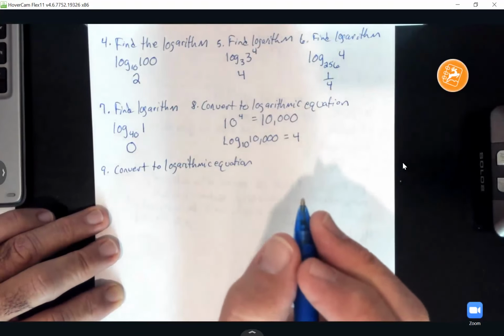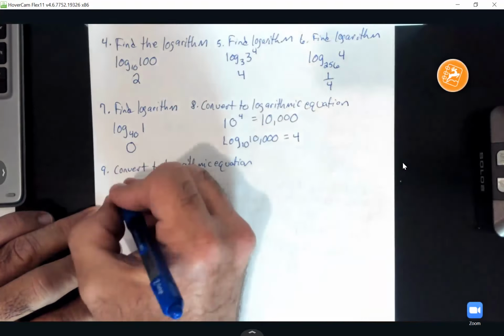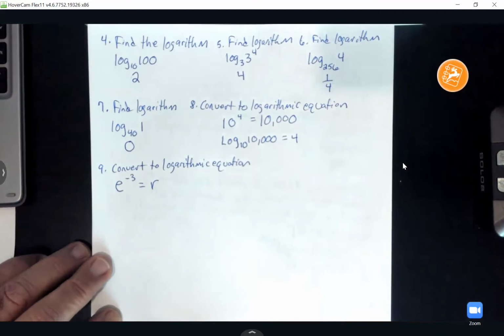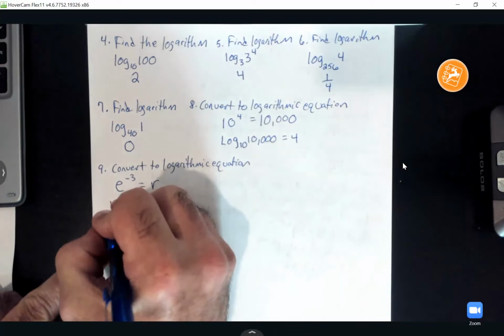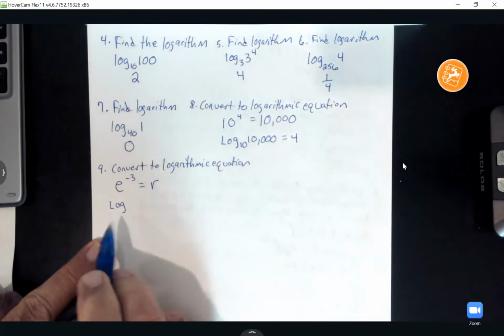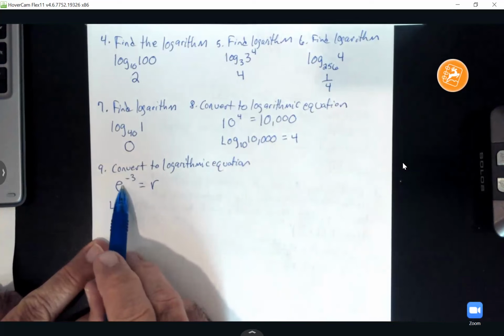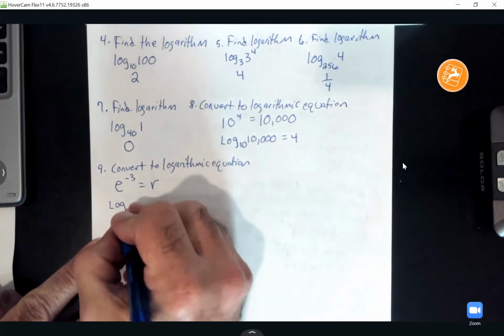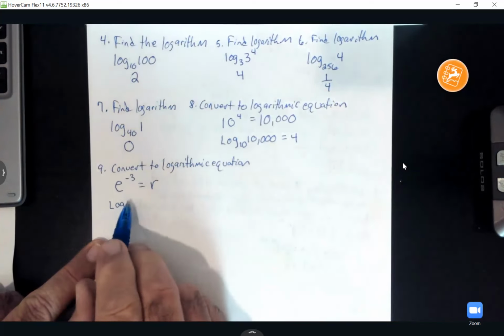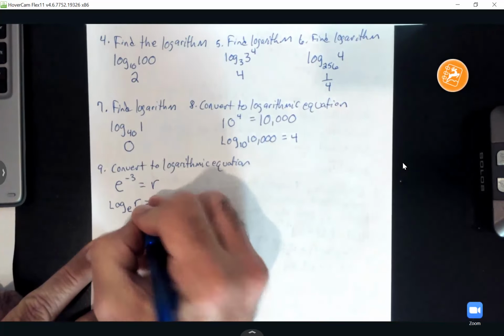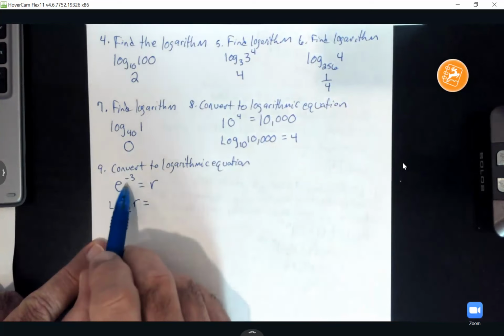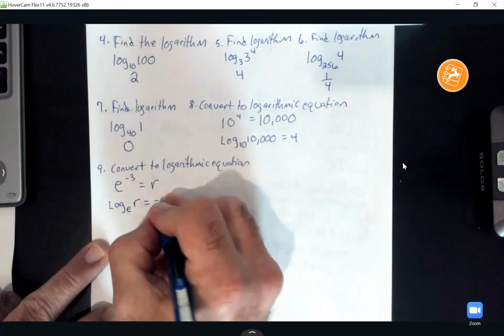Now on this one, they're giving us e to the negative 3 equals r. So there's my exponential. So my log, I'm going to have to write log. The base of the log is the base of the exponential, which is the e. The result is the r. And that's going to equal the exponent of negative 3.